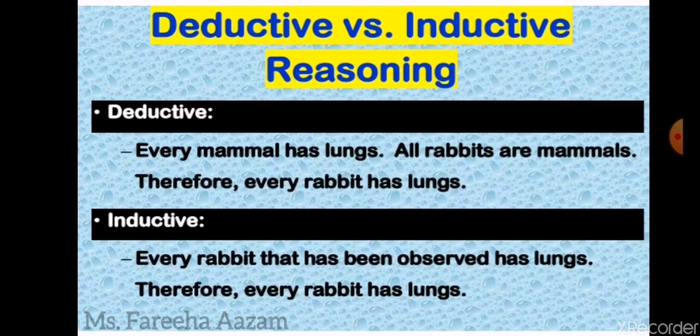Deductive versus inductive reasoning. Deductive goes from general to specific, and inductive goes from specific to general. For example, in deductive reasoning: every mammal has lungs, and all rabbits are mammals, therefore every rabbit has lungs. They start from the mammal, the general, and now they go to the specific, that every rabbit has lungs. Now in inductive reasoning they go from specific to general: every rabbit that has been observed has lungs, therefore every rabbit has lungs. Here they are going from specific to general.